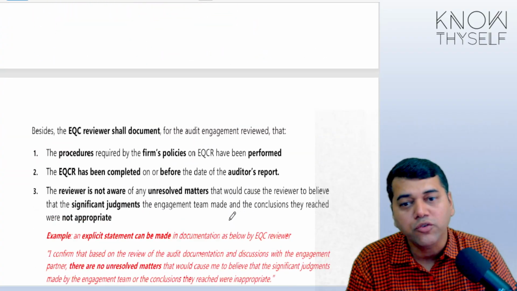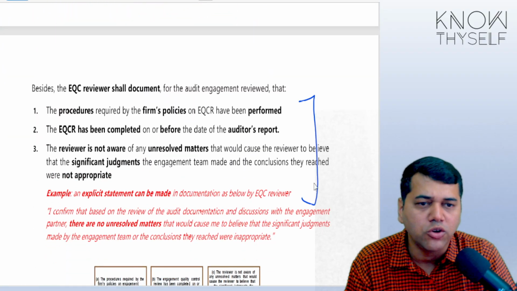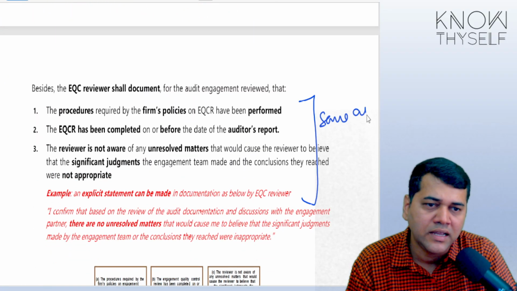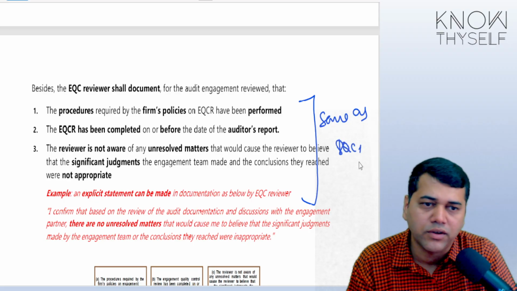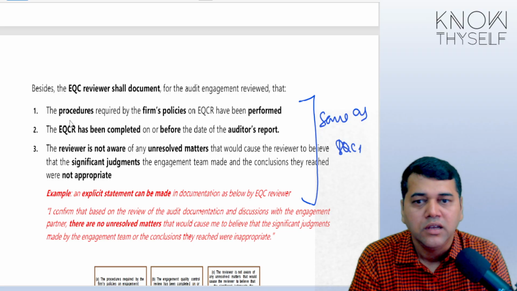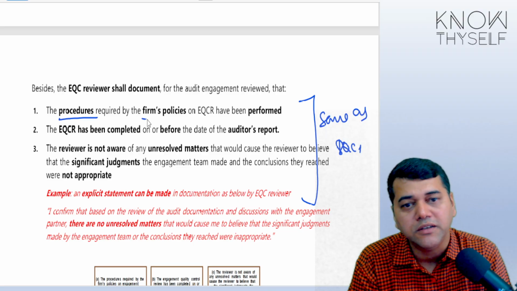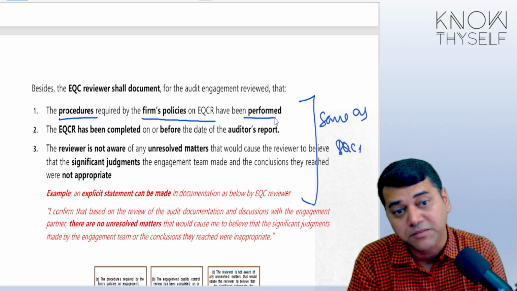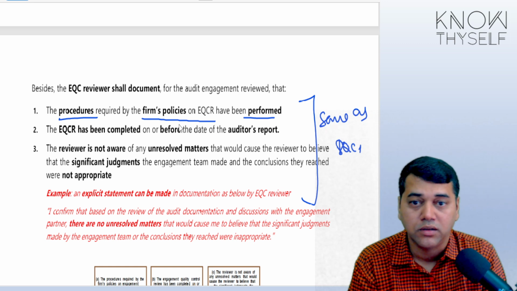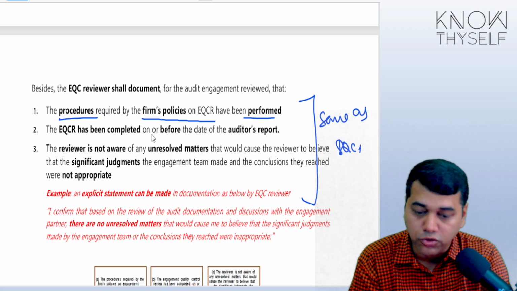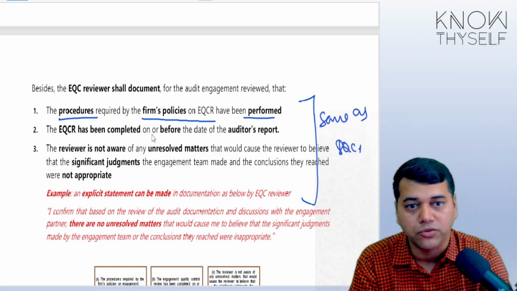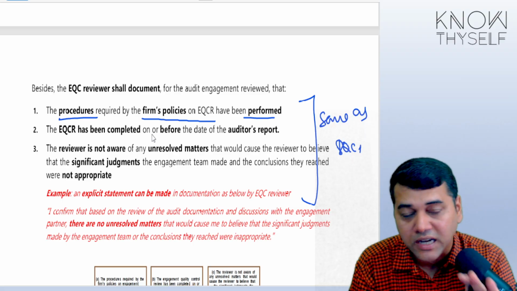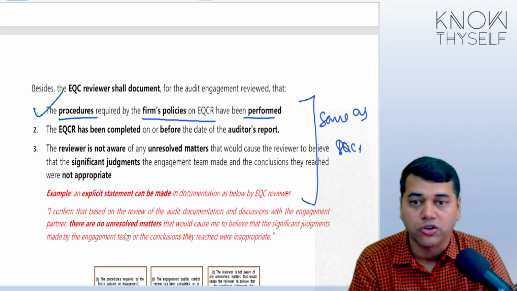Now, what does the EQCR have to document? This is ditto the same as SQC1. That's why I told you we'll discuss later. What procedures required by the firm's policies on EQCR, have they been performed? He has to document. Like if the firm expects you to appoint an EQCR with so and so qualification, have they complied with it? That is what the EQCR has to document.